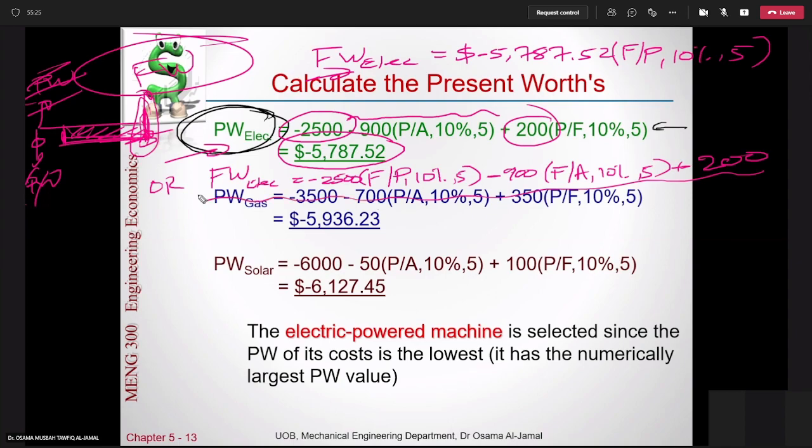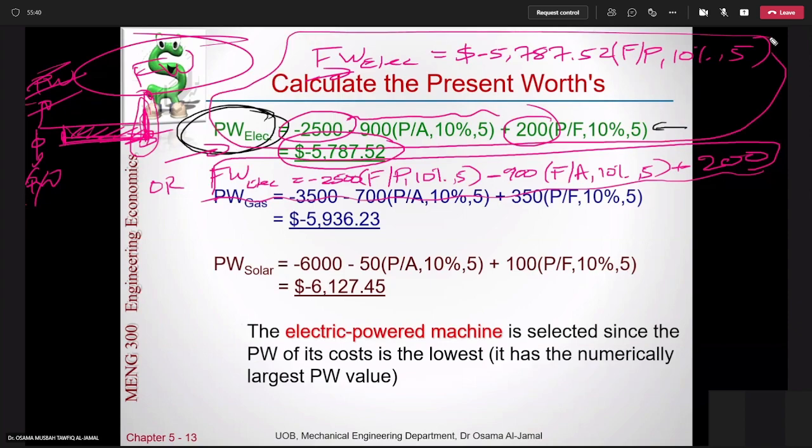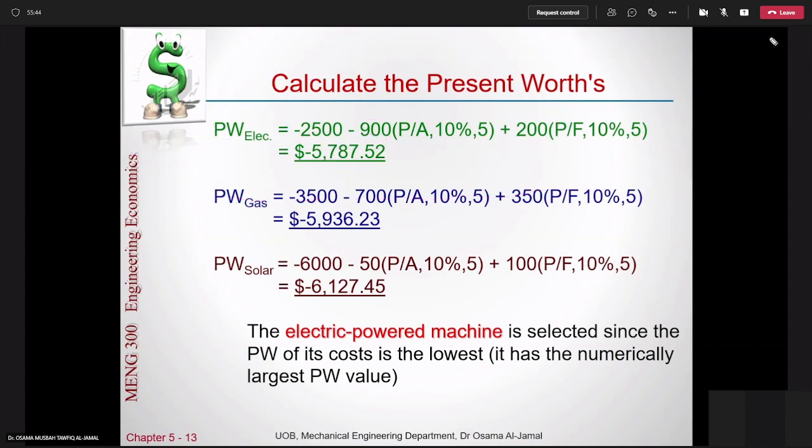Whatever is easier for you, do it. But don't forget that time is important. You can do it in 1 step, or it can be in 2 steps. Which one is easier for you, do it. That was for this section.